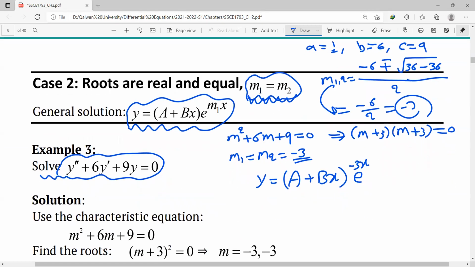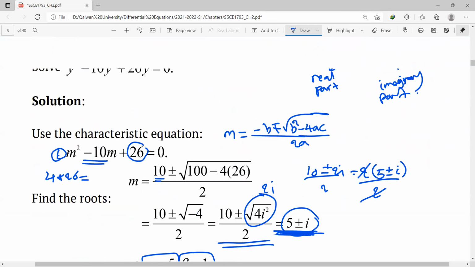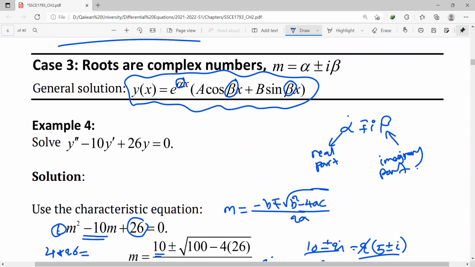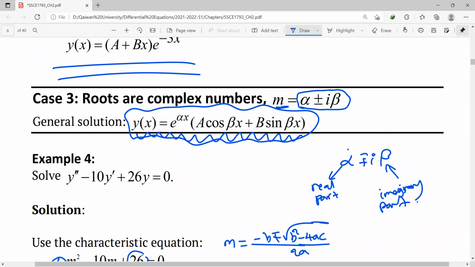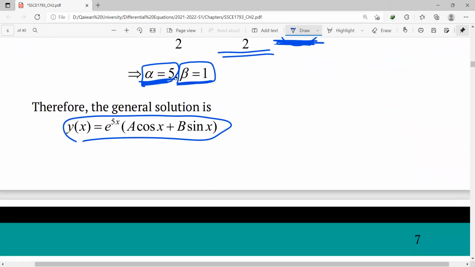It's the general form of the solution. It's given here. This is the second case and this is the third case. In the third case, we say if m equals alpha plus minus i beta, that means if the roots are complex, we use this formula to write down the general solution. So you should memorize this. You should memorize the formula for each case. That's for the third case.